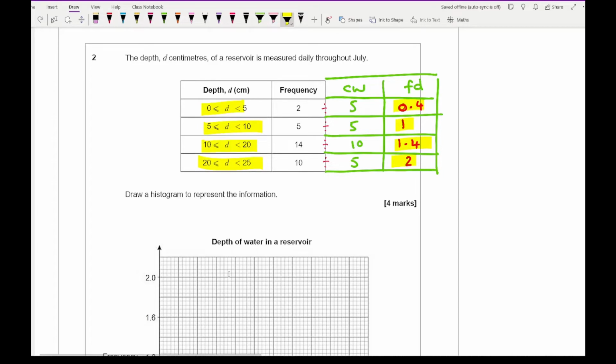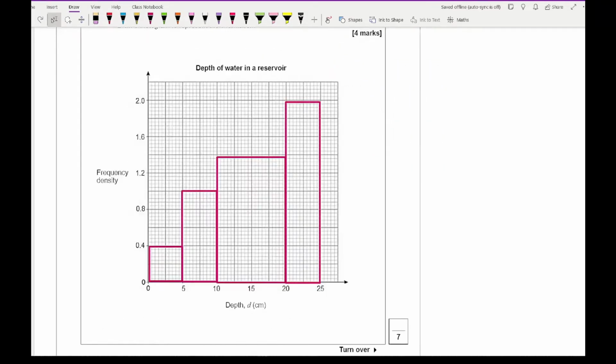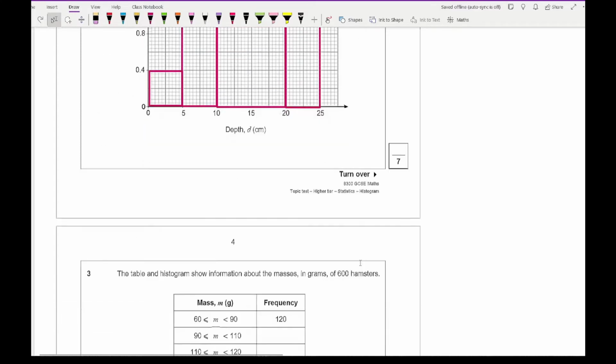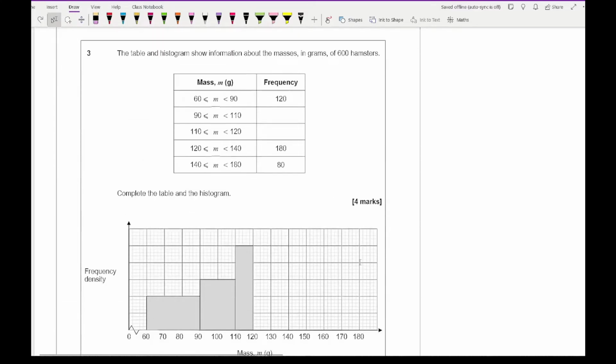So if I move to the graph, the axes are already drawn for, and completing the histogram it should look something like this. Then moving on to question 3, it says the table and the histogram show information about the masses in grams of 600 hamsters. And as you can see, we've got some frequency missing from the table, and we've also got a few boxes missing in the histogram, as well as the frequency density axes not being labelled.